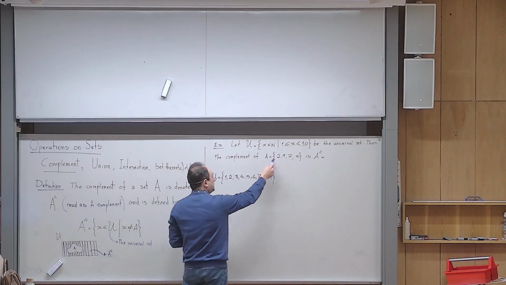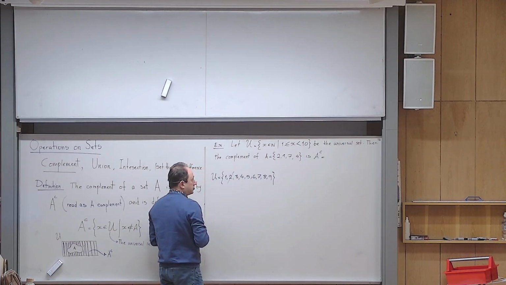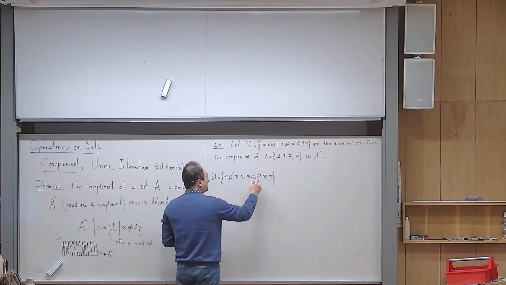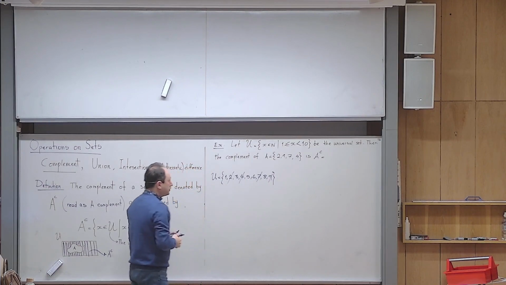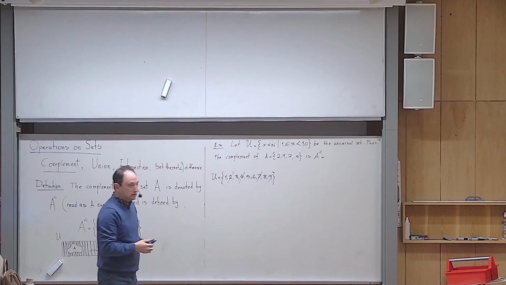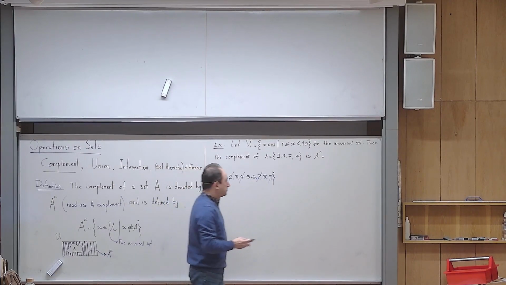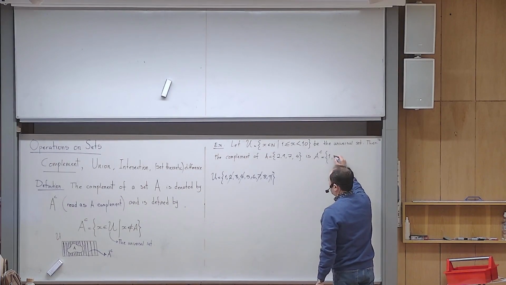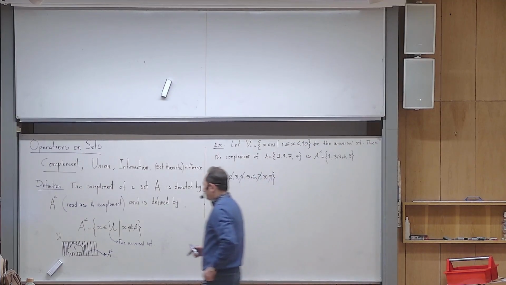So 2 is in A, so I cross it over. 9 is in A, I cross it over. And for the same reason, 7 and 4 are crossed over. So what is left for me is A complement. Yes, so A complement is 1, 3, 5, 6, and 8. So that is A complement.